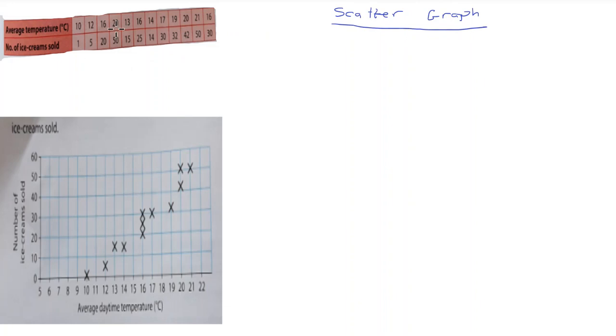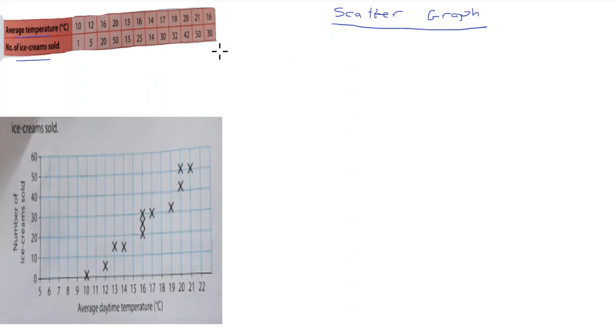So if we have a look here, what we have is data, and this would be an example of what's known as bivariate data. So you have two sets of data. One set of data looks at what's known as average temperature, so just temperature, let's say, out and about. And then the other set of data is the number of ice creams sold. So we have the average temperature and the number of ice creams sold.